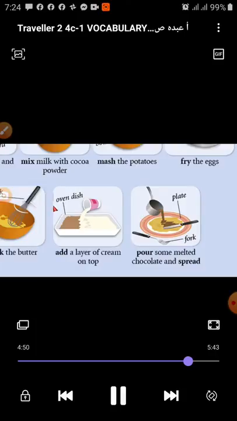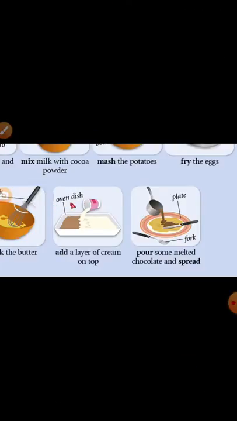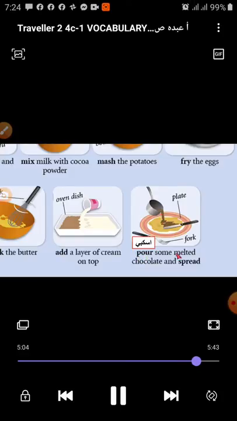And this is an oven dish. Pour some melted chocolate and spread. Pour means you make a liquid flow out of a container. Melted, it changed from solid to liquid. Pour, pour. This is a verb. Pour.